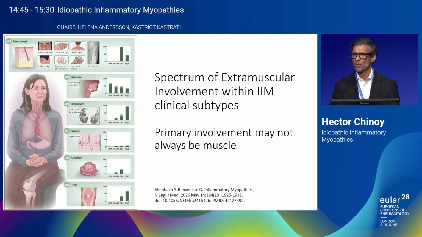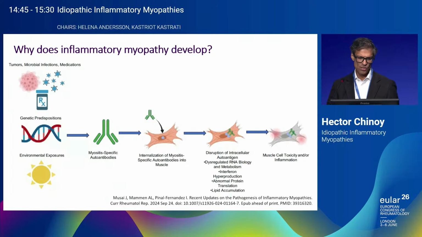Respiratory involvement tends to be more common in anti-synthetase patients, but also remember about MDA5, PM-Scl, and Ku. Cardiac involvement is generally uncommon but under-recognized in IIM. And then always think of the cancer association, especially in dermatomyositis and TIF1 gamma. And then joint involvement tends to be more common in anti-synthetase syndrome.